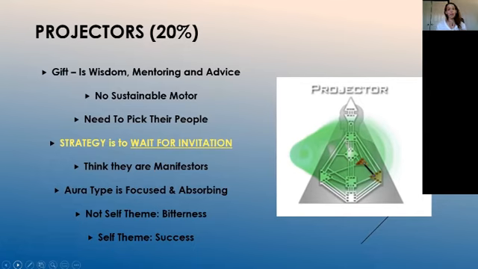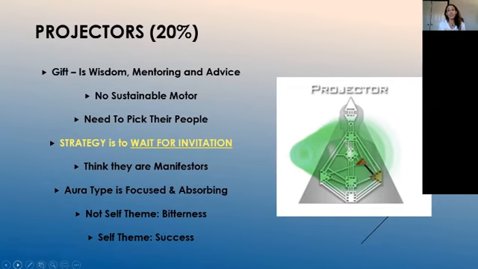So the thing for a projector to know is that they don't have to say yes to everything. They too have to respond according to their proper inner authority. Whether it's emotional solar plexus, it won't be sacral for them, but it could be identity center, it could be splenic. They could have a whole other way that they're supposed to respond to things. And projectors tend to need the gift of knowing that not everybody has to be their people, because projectors have wisdom.